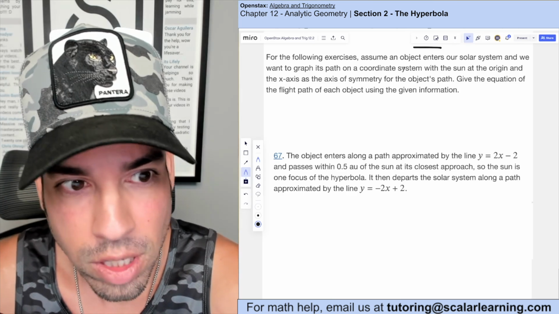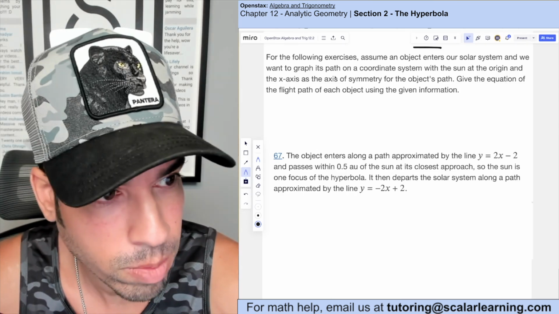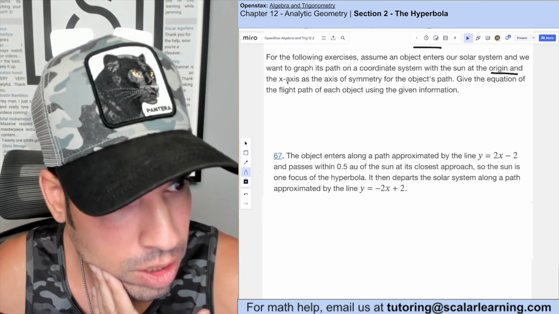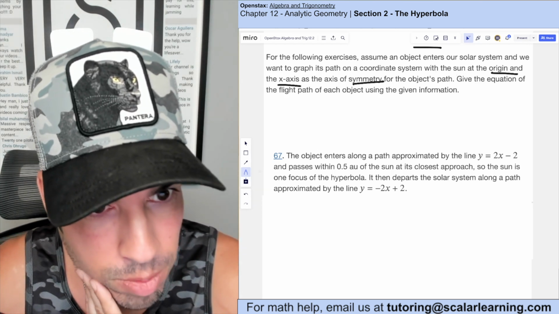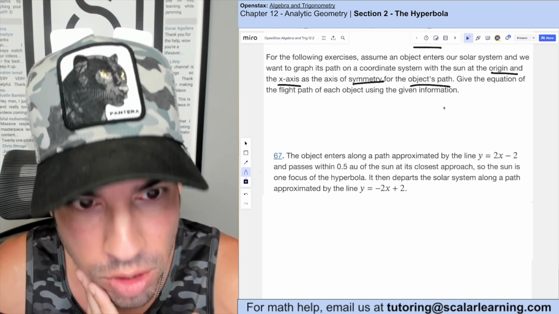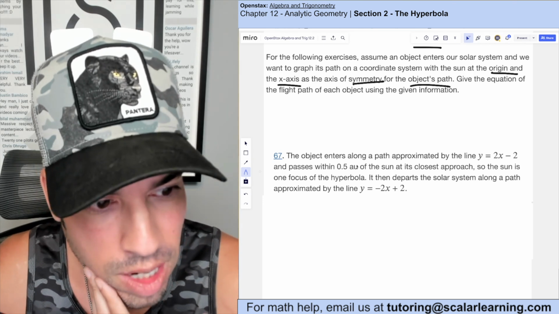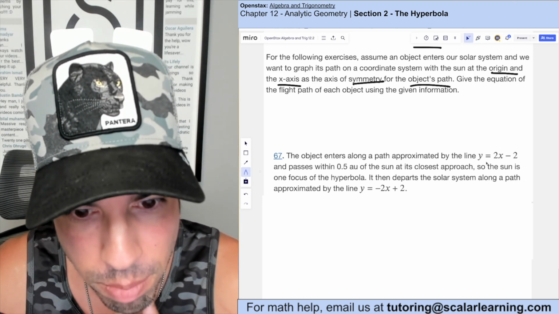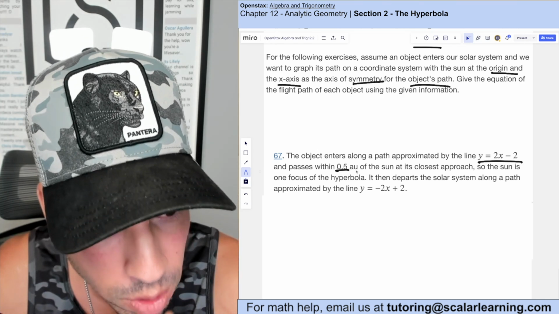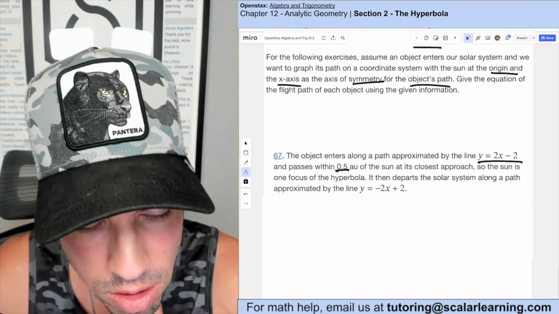For the following exercises, assume an object enters our solar system and we want to graph its path on a coordinate system with the sun at the origin and the x-axis as the axis of symmetry for the object's path. Give the equation of the flight path of each object using the given information. Okay, so the object enters along a path approximated by the line y equals 2x minus 2 and passes within 0.5 AU of the sun at its closest approach.